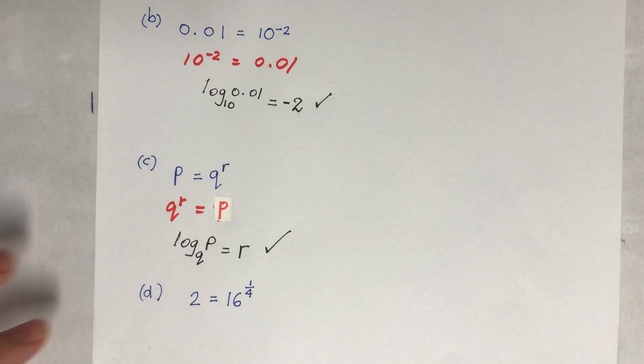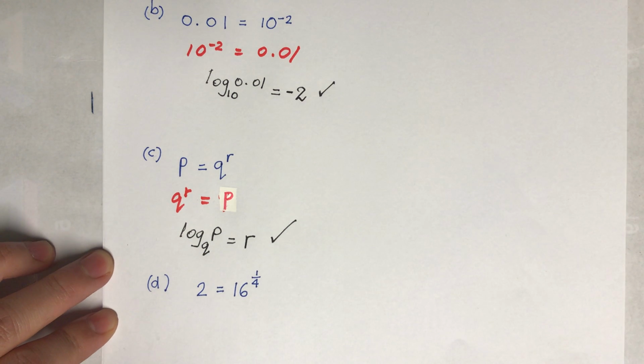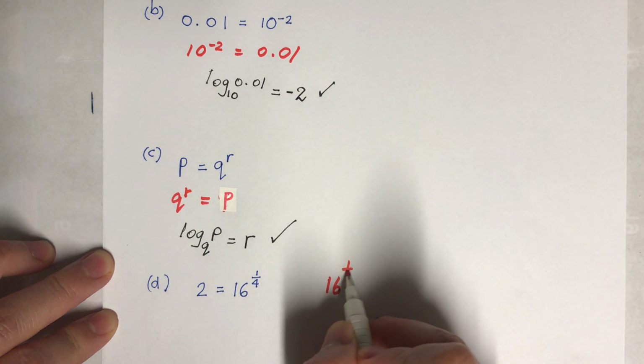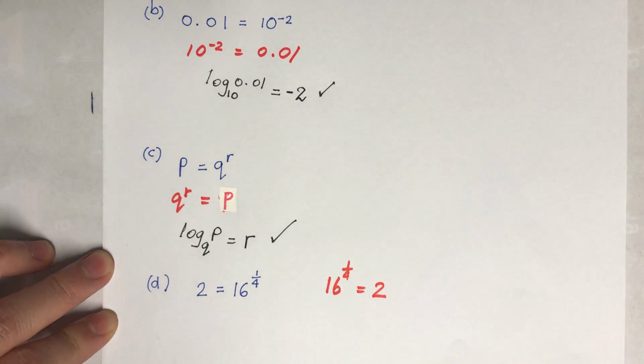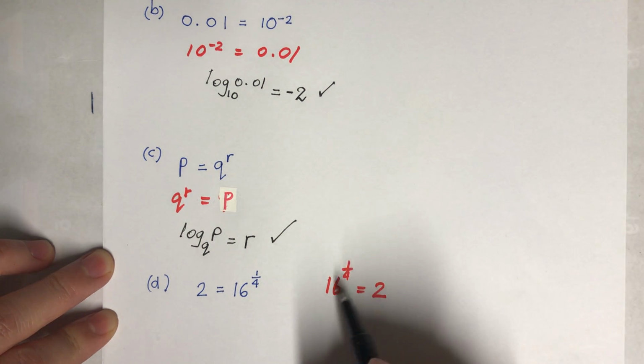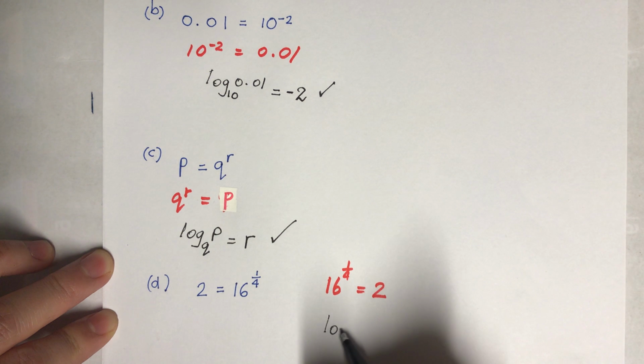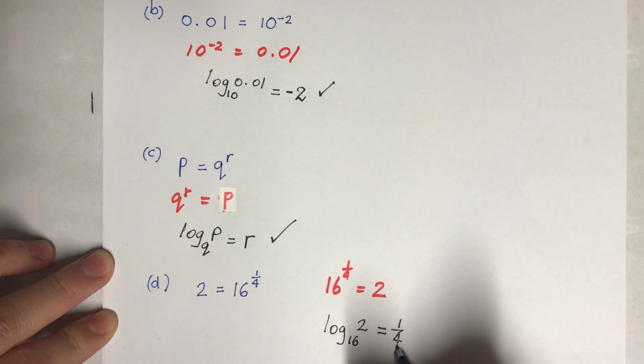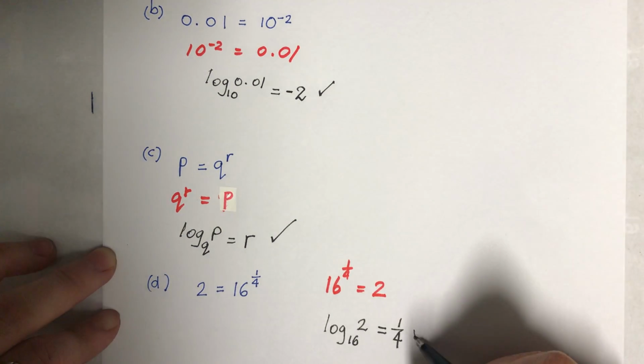The last one, okay, so the same thing applies. I'm going to change this one into 16 to the power of a quarter equals 2. And then the log base is 16, the answer is 2, and the power is a quarter. There you go. That's what I've got.